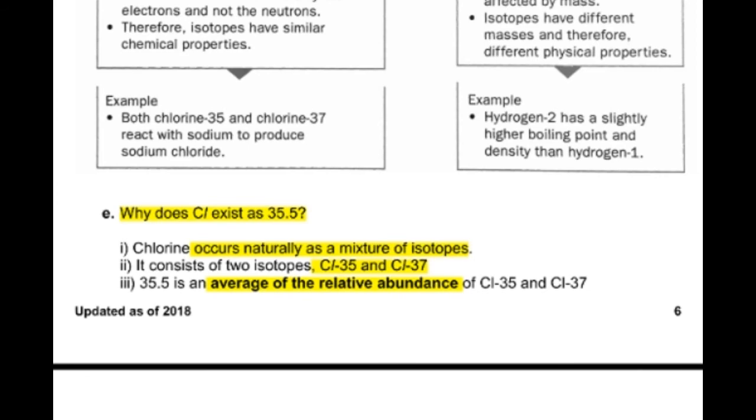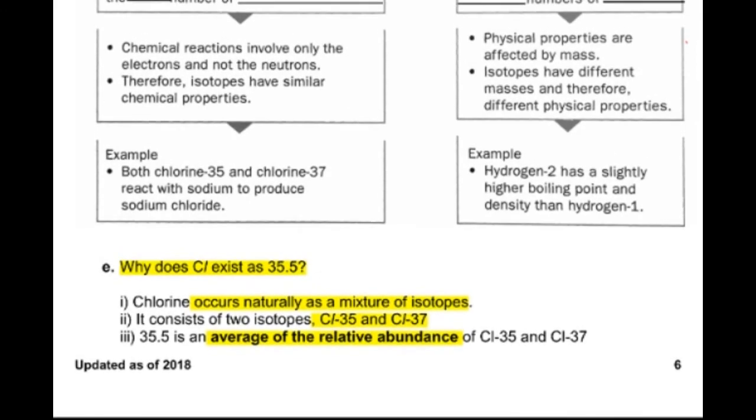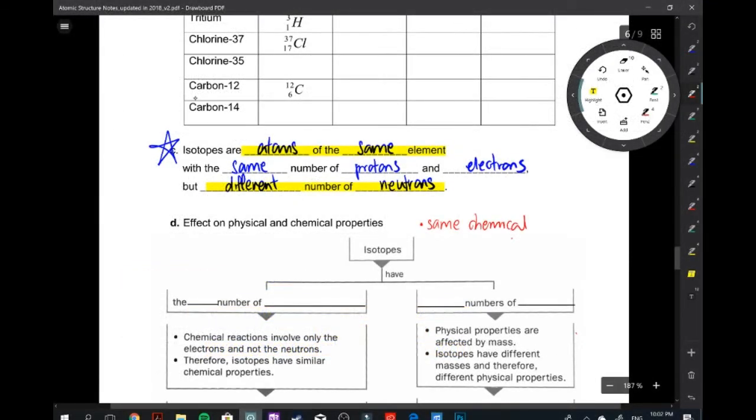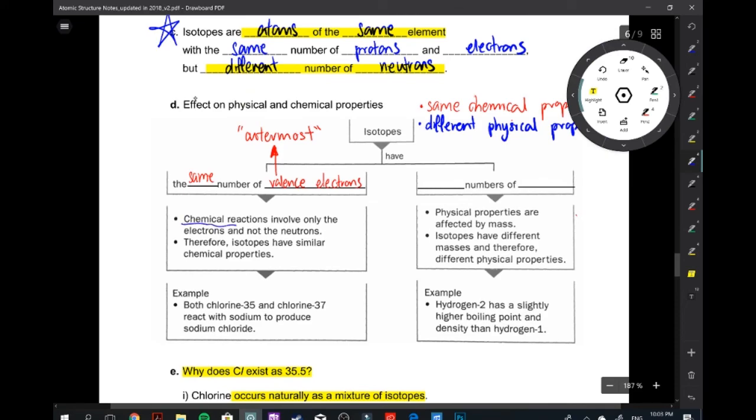Now, isotopes, besides having similar protons and electrons and different neutrons, you might be wondering, why exactly am I learning about isotopes? Isotopes actually have very interesting properties. They have the same chemical properties, but slightly different physical properties. The reason they have the same chemical properties is that they have the same number of valence electrons. At this point in time, you wouldn't have learned this term yet. So what exactly is valence? Valence just means the outermost electrons. Not to worry, we'll cover this in the later part of this chapter.